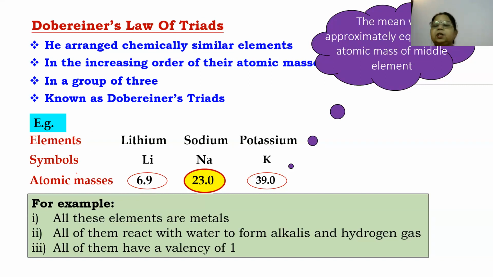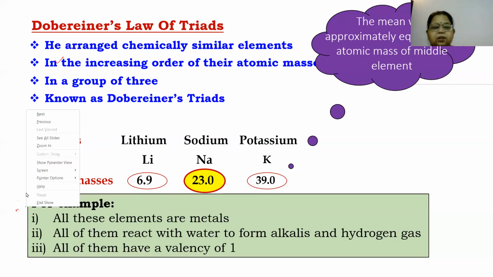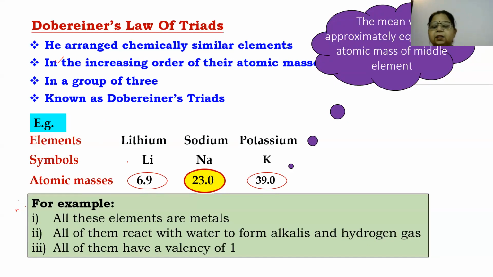So talking about Dobereiner's law of triads, tri means three. That we know very well, right? Triads in any case is going to refer to 3. So what he observed was that when he arranged the elements lithium, sodium, and potassium, these 3 elements, he noticed that all 3 of them are metals, right? Then he noticed they react with water, they form alkali. Can anybody define alkali for me?